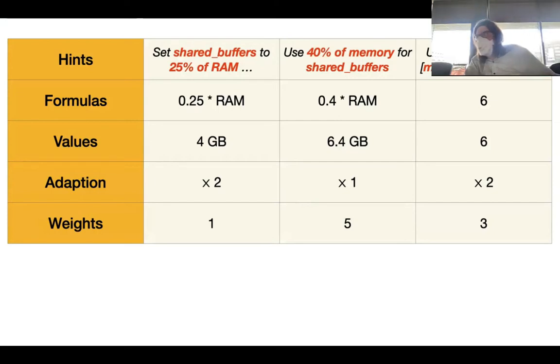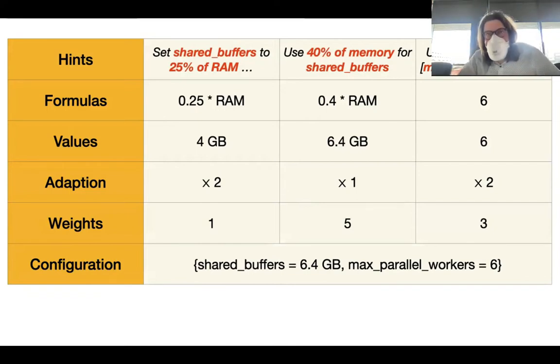Based on those weights, we can aggregate those hints into one common configuration, which assigns one specific value for each of those parameters. So here you see that we assign shared buffers to 6.4 gigabytes because that is the hint with the highest weight. And we are assigning the max parallel workers to 6. Actually, we might assign it to 12 here. Now I'm looking at the slide because we have decided to multiply by a factor 2.